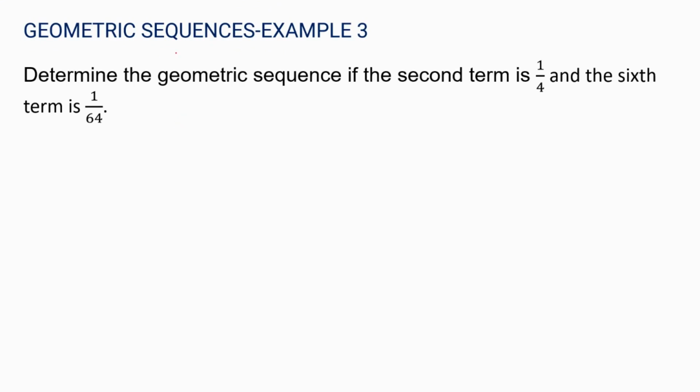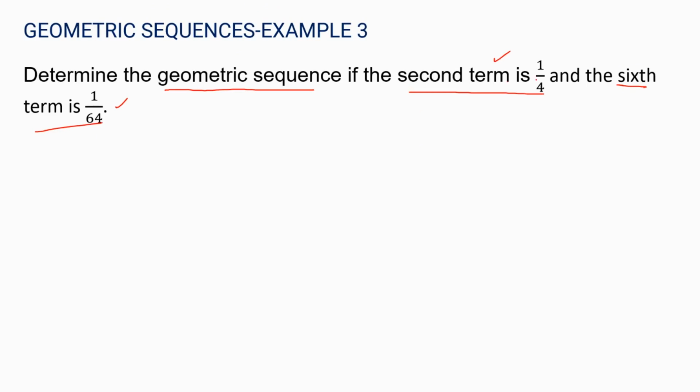Let's do example 3 under geometric sequences. Determine the geometric sequence if the second term is 1 over 4 and the sixth term is 1 over 64. So given two pieces of information here, we may be required to create two equations and solve simultaneously. Right, let's start with this one.